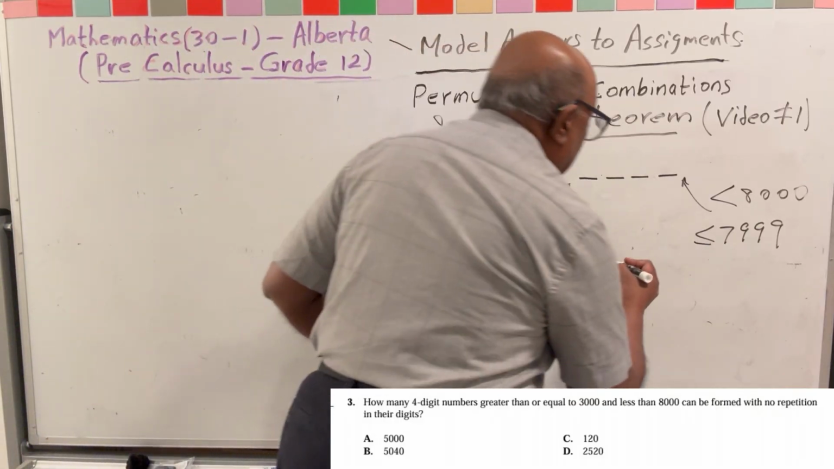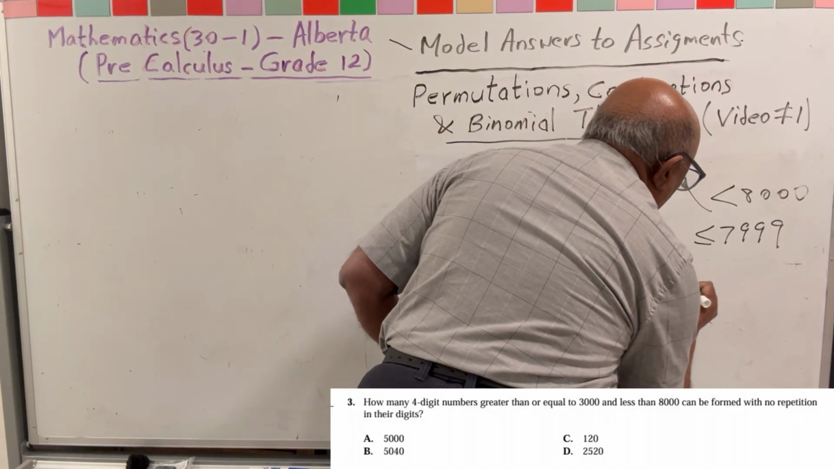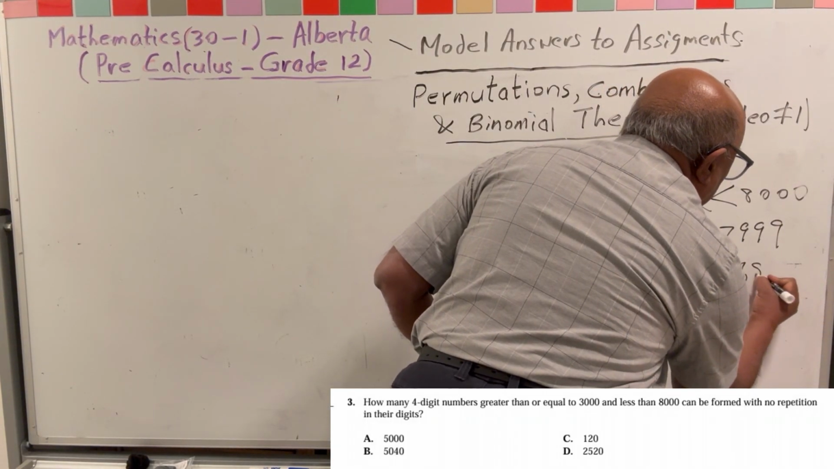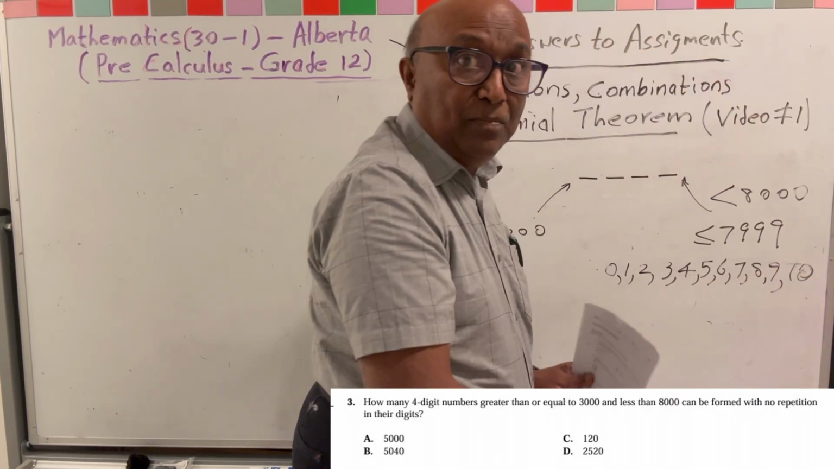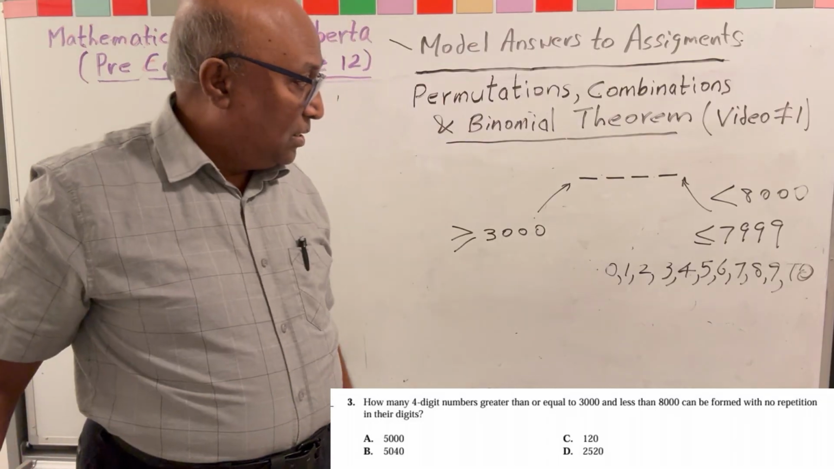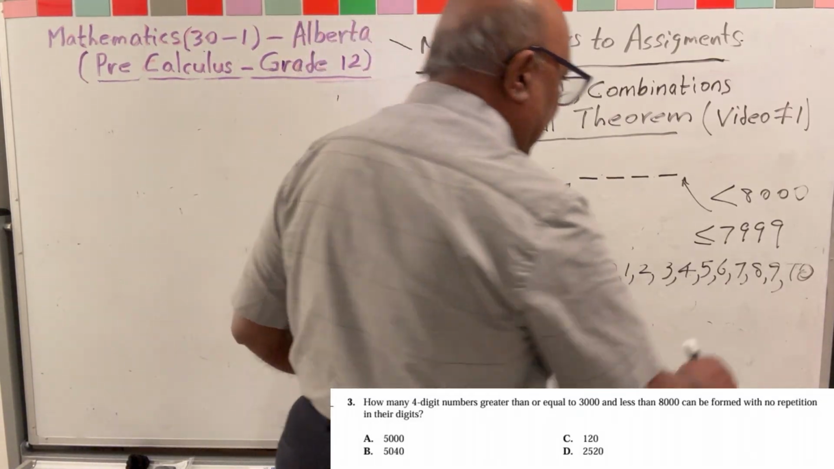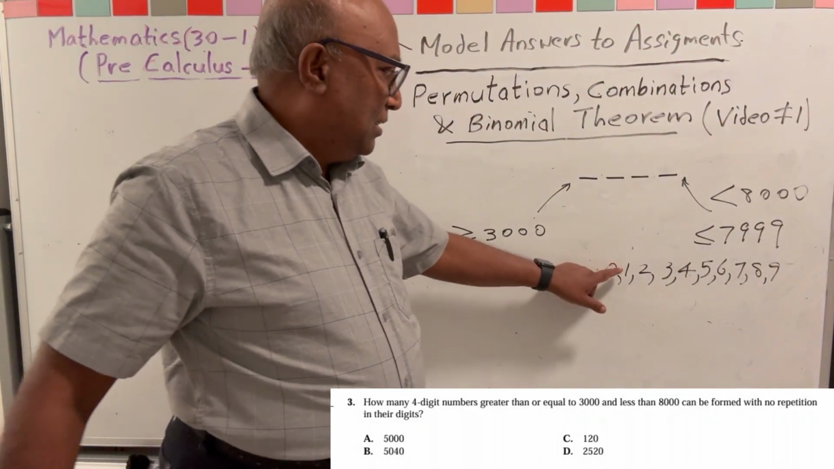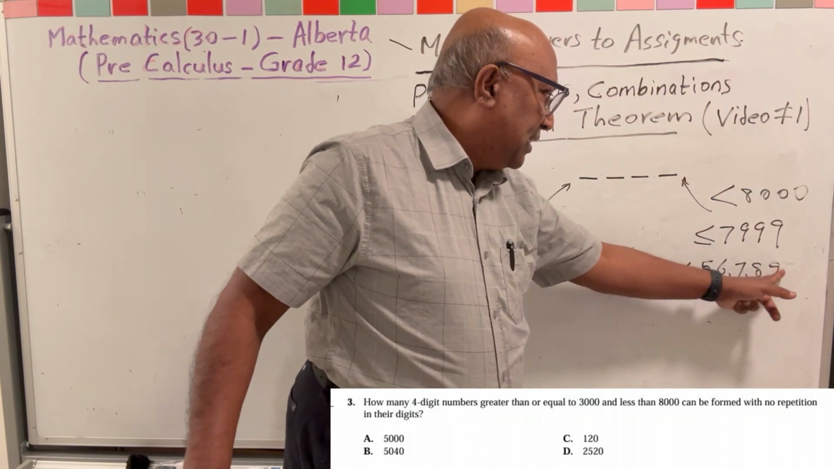What are the numbers in nature? 0, 1, 2, 3, 4, 5, 6, 7, 8, 9. Sorry, not 10. Numbers mean 0 to 9, because 10 is formed by these. These are the basic numbers.